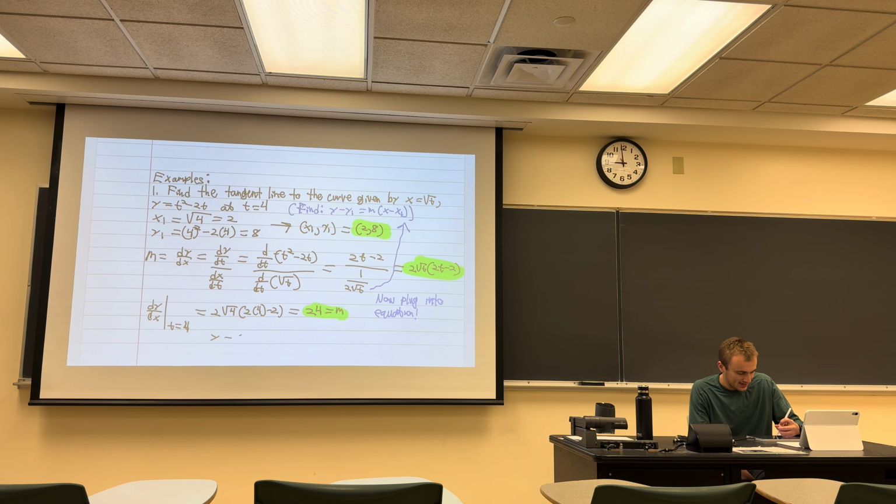y minus 8 equals 24 times x minus 2. And you could leave it like this, although simplifying this out might be a little bit better. So y minus 8 equals 24x minus 48, and that's just going to give us y equals 24, y I wrote 4 there, should be y equals 24x minus 40. And that'll be our final answer.